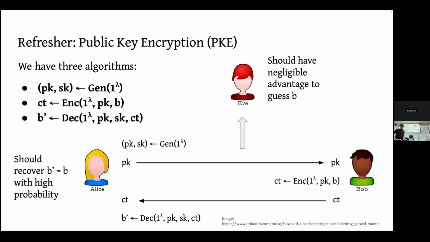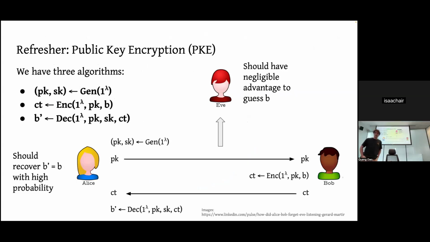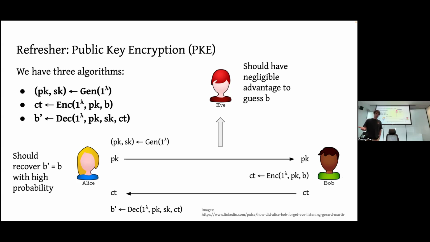Before jumping into things, let's just take a quick refresher on public key encryption. A public key encryption scheme consists of three algorithms. We have a key generation algorithm, an encryption algorithm, and a decryption algorithm, all of which are parameterized by a security parameter lambda.